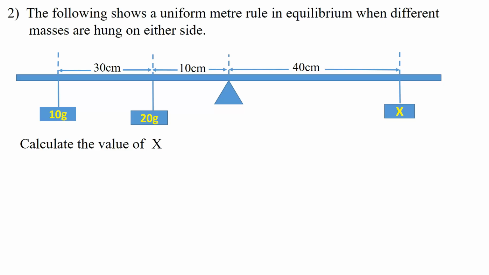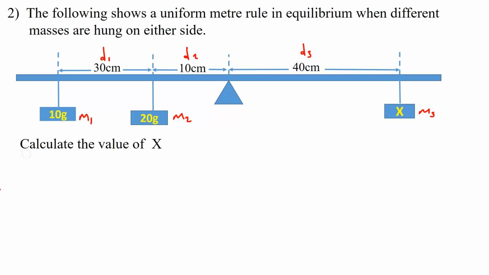So this one can be F1, and then the 30 centimeters can be not F, so we can just say mass 1. Since we are dealing with masses, let's label them as mass 1. And then this one can be distance 1. And then the 20 gram can be mass 2. And where you have 10 centimeters, this one can be distance 2. And then the 40 centimeters will be our distance 3. And then the last one, the x, can be the mass 3.